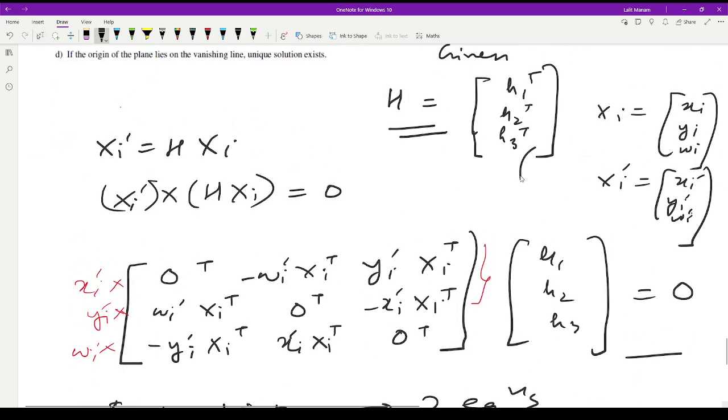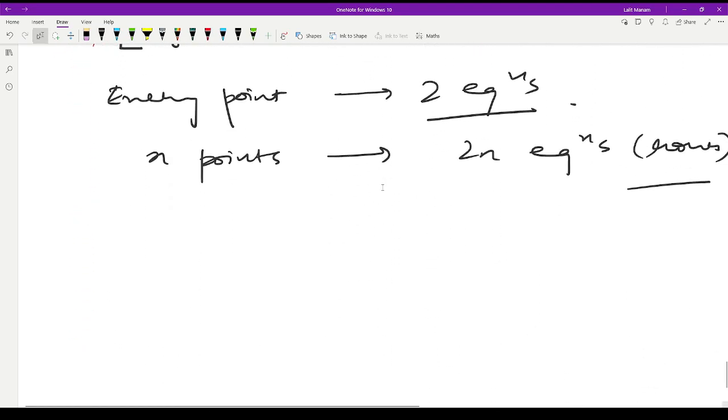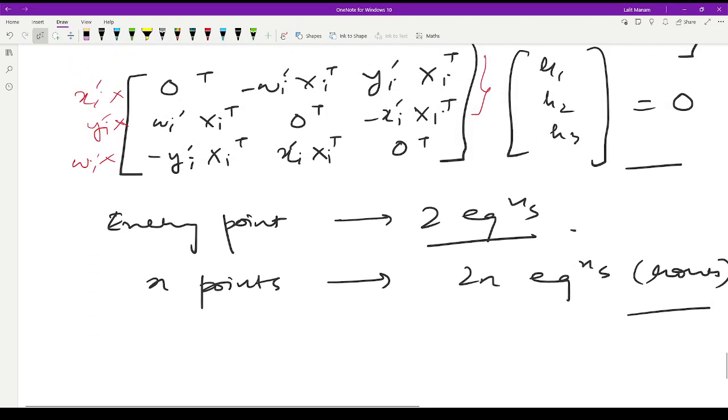the last element h33 should be 1, right? Do you remember that we fix the last element to fix the scale of the homography? Once we fix the scale of the homography, you have something on the right-hand side, and you just have 8 elements over here. So the matrix A will have dimension 2n cross 8.